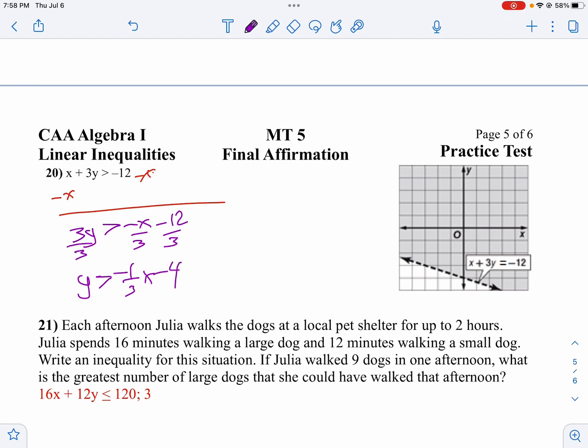So when I make my boundary line, I'm going to go down here to negative 4, and then I'm going to go down 1 and over 3. I'll make it a dashed boundary line because there's no equal sign in the inequality, and I'll shade above it.